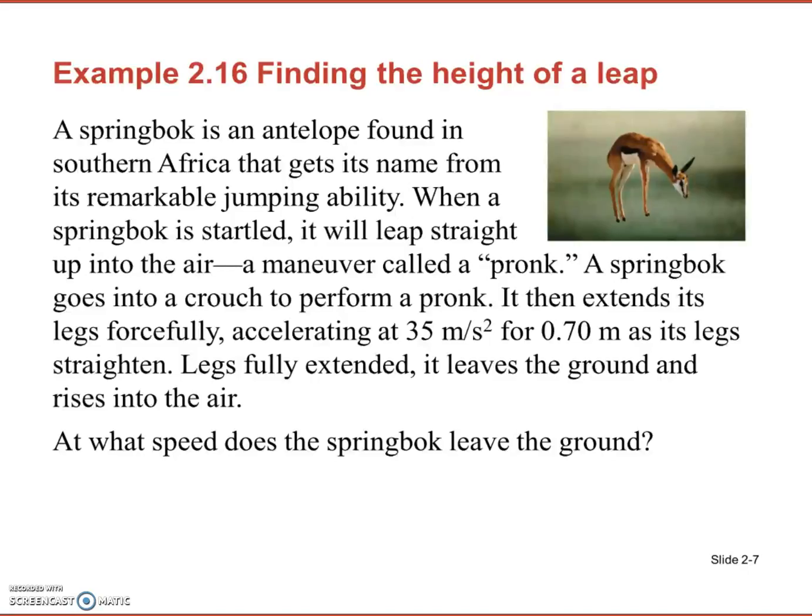But it's interesting. A springbok goes into a crouch to perform a pronk. It then extends its legs forcefully, accelerating at 35 meters per second squared. Okay, we have our first bit of information here. 0.7 meters. We have a distance as its legs straighten. Legs fully extended, it leaves the ground and rises into the air. At what speed does the springbok leave the ground? So I'm looking for a speed when the springbok leaves the ground.